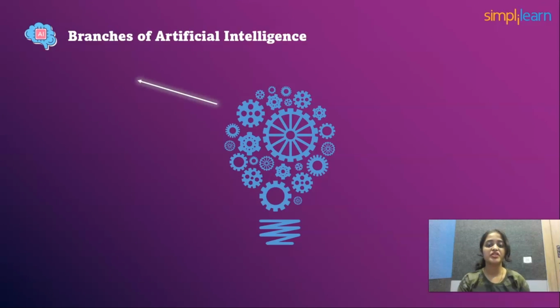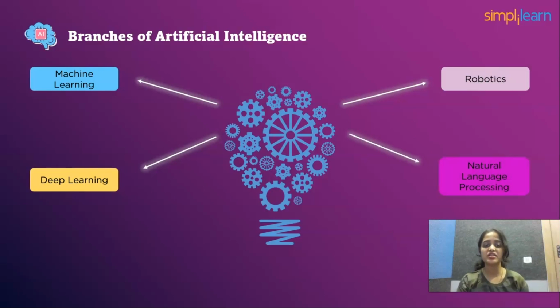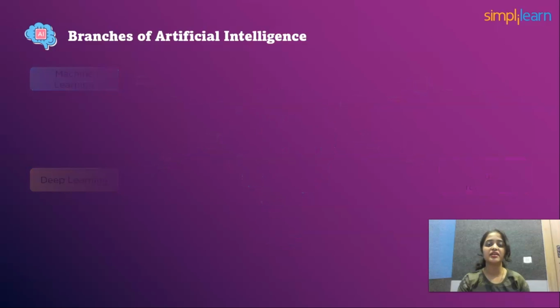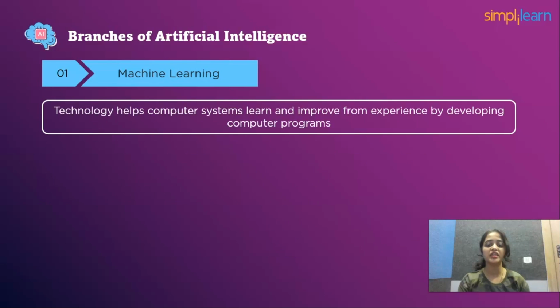So first is machine learning, then comes deep learning, after that robotics, and finally natural language processing. First let us learn machine learning. You might have heard about machine learning many times. It is a powerful branch of artificial intelligence. This amazing technology helps computer systems learn and improve from experience by developing computer programs that can automatically access data and perform tasks via predictions and directions.